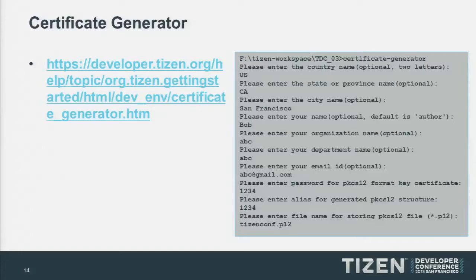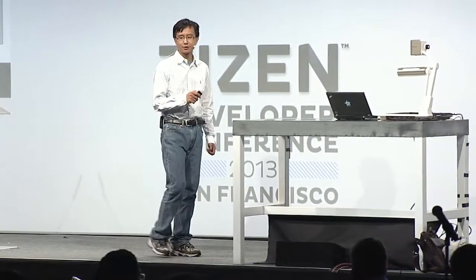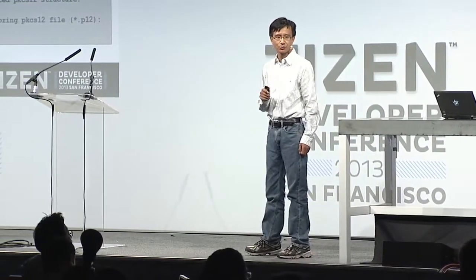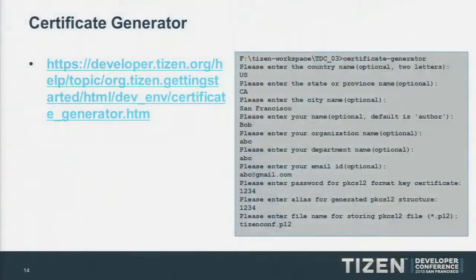The next component is the certificate generator. You need this to generate the developer certificate to sign your web application. Actually, this step also needs to be done with the whole Web SDK. You always need to use this tool to generate a certificate. This URL points to a document that tells you how to do that, but I will show a demo of it. It's very simple.